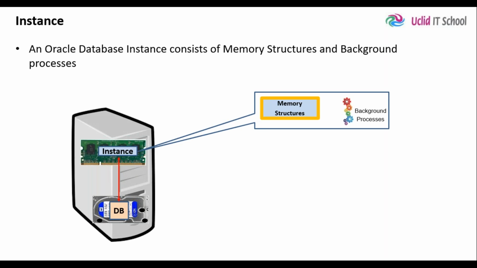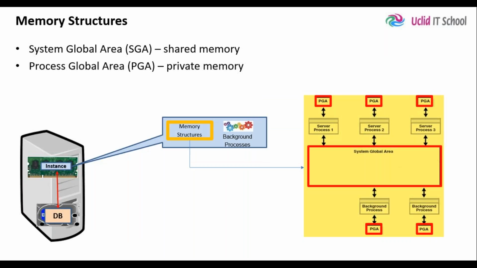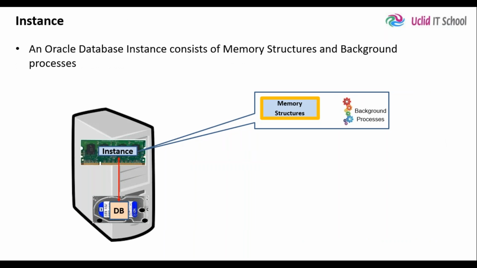So as we discussed, an Oracle database instance consists of memory structures and background processes. So let us learn about these memory structures and background processes.